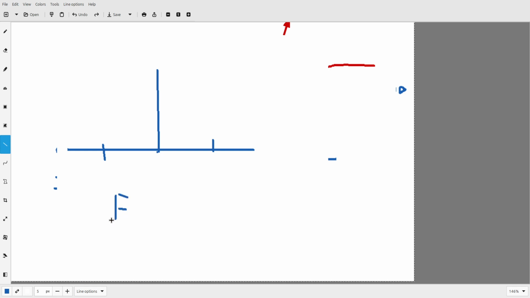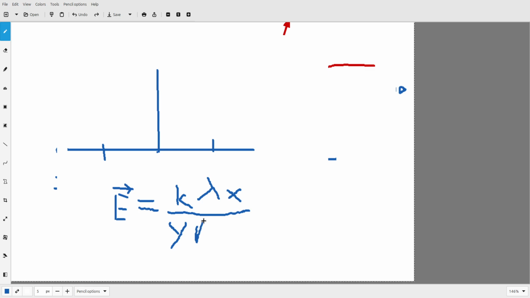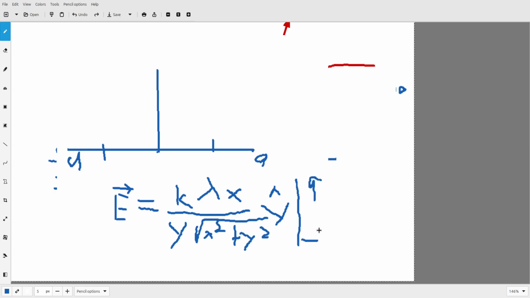E is going to be k lambda x over y, square root of x squared plus y squared, in the y hat direction, from, we'll call this point A, call this point negative A, from A to negative A, and we put these bounds in.